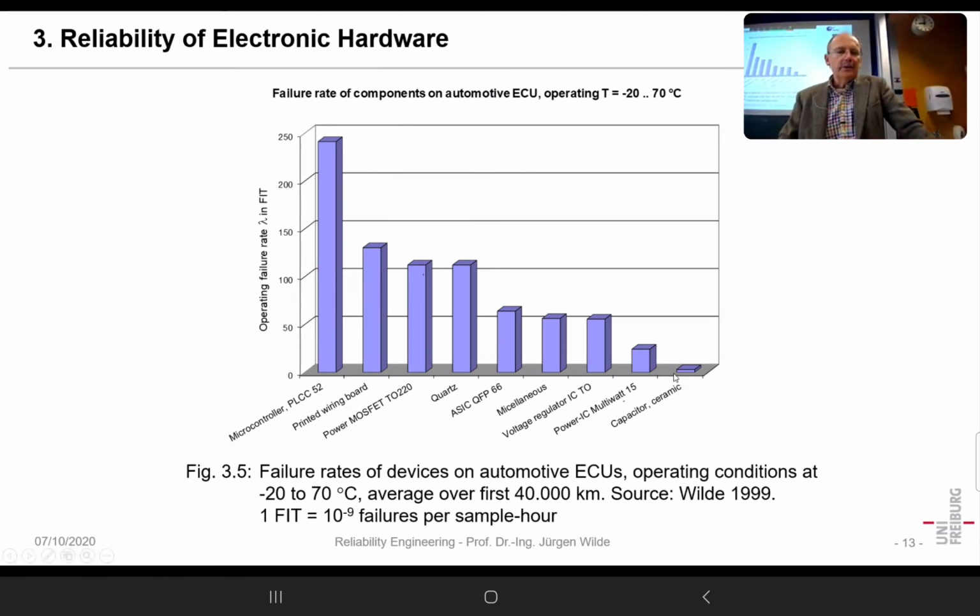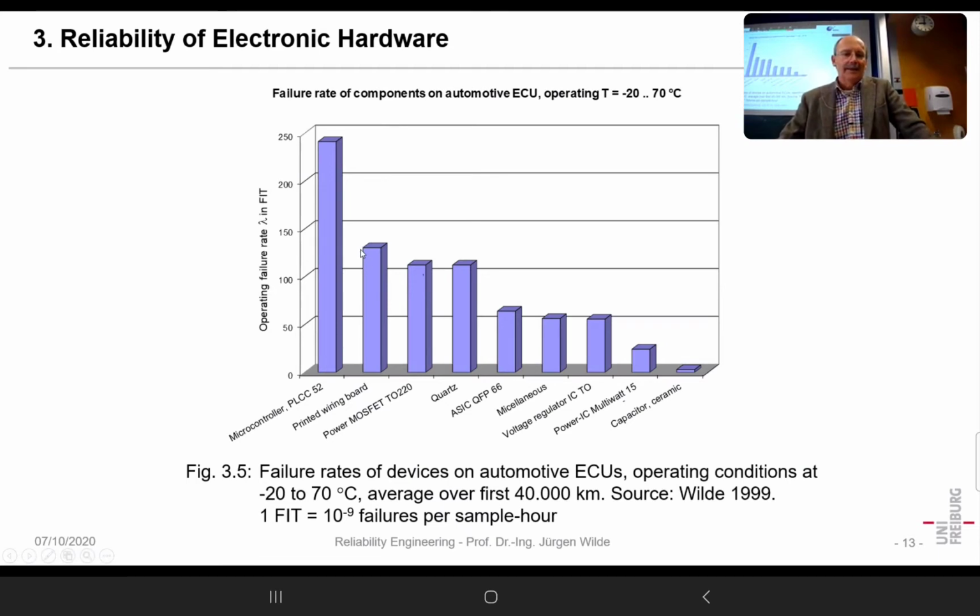The capacitors have only a few FIT, but on the other hand, you have to multiply that with the number of capacitors. So maybe you only have 2 FIT or 3 or so, but multiply it with 100 or 200, and then you get to say the capacitors altogether are the worst part of that ECU. What is also not good is the printed wiring board.